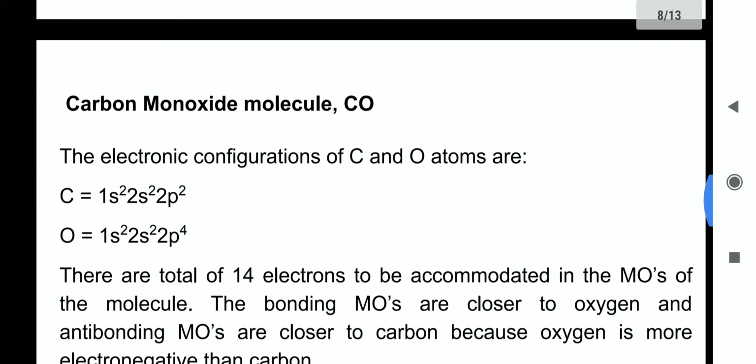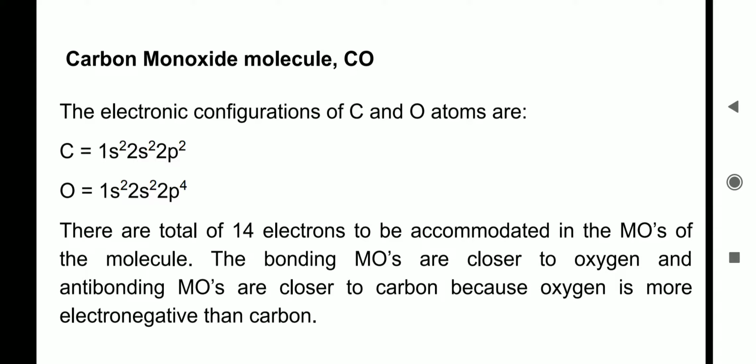The second molecule that we will take up is carbon monoxide. The electronic configuration of carbon monoxide can be written by constructing its molecular orbital diagram. Carbon monoxide has 14 electrons in it: 6 are coming from carbon and 8 are coming from oxygen. So, these 14 electrons we will accommodate in the molecular orbital diagram of this molecule.